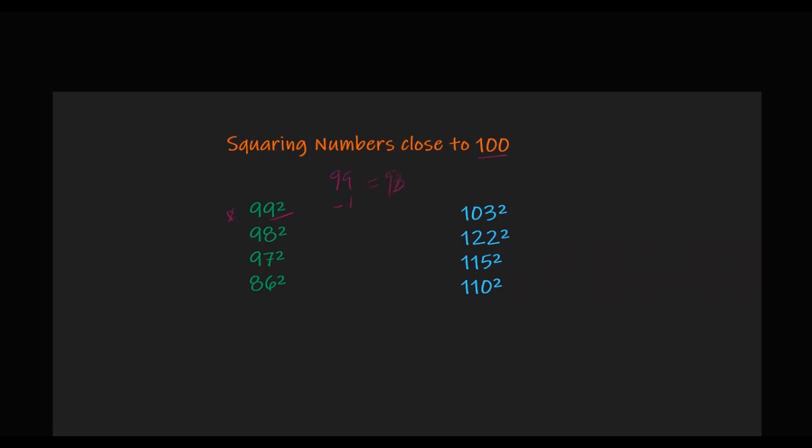That gives you 9,800. Like that's how it should be. Okay, and then the difference between that number and 100, you can square that. So that would give you plus 0, 1 squared is 1. So you have 9801 as the square of 99.